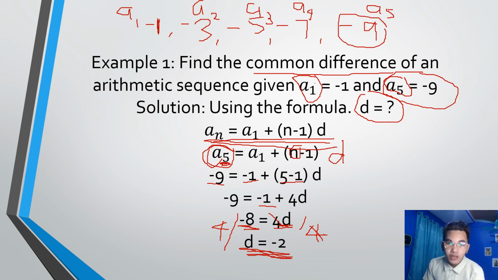No? So, you can also add the first term and the common difference to find the second term. Or if you already know the second term, you can find the common difference by subtracting a sub 1 from a sub 2 to get the common difference. Okay?